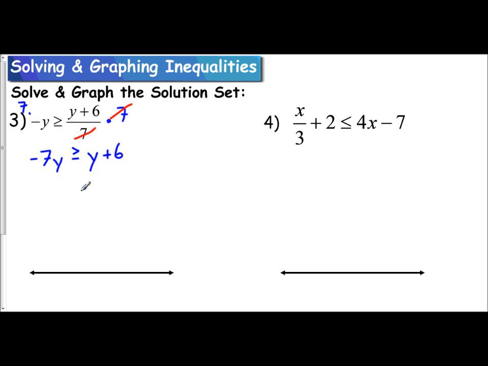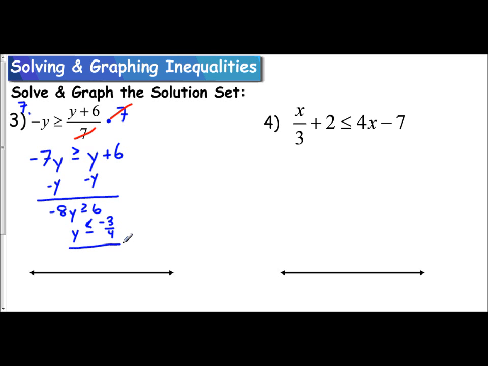So now I'm going to solve. I'm going to subtract y from both sides. So I get negative 8y is greater than or equal to 6. And now when I divide by negative 8, I need to remember, since I'm dividing by a negative, to flip the inequality symbol. And then 6 over negative 8 becomes negative 3/4.